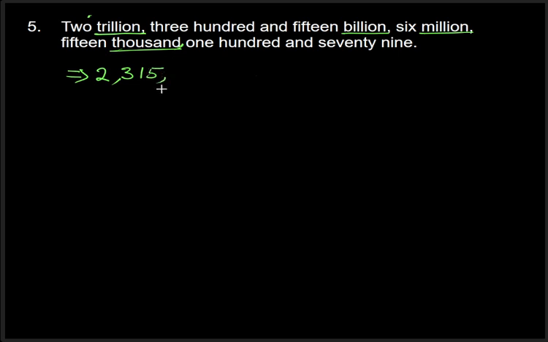315, comma, 6,000,000. How do we write our 6 to give us 3 digits? 006. 15,000. 15, that's 015. 179. So this is our number: 2,315,006,015,179. All right. So that brings us to the end of our examples.